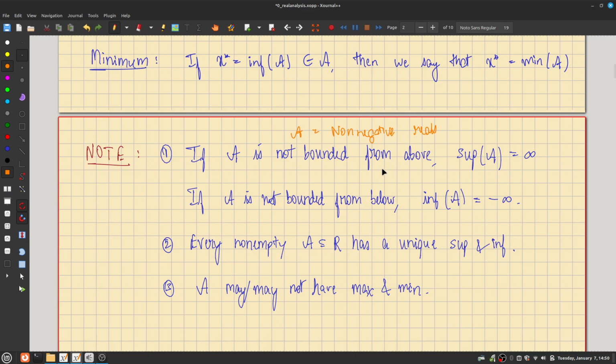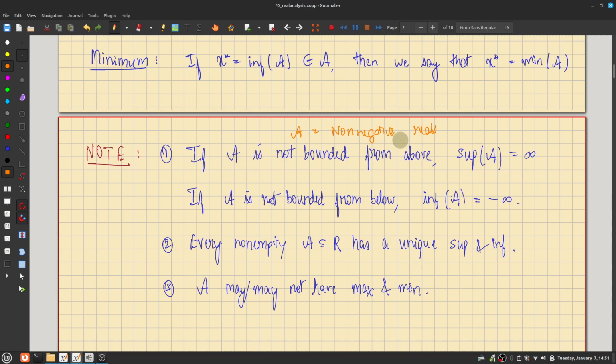Is there an upper bound for A? Does this set have an upper bound? No, right? Because no matter which real number you give, there always exists a larger real number which lies within this particular set. So we say that the supremum of A is infinity. Infinity is not a real number. Infinity is just a symbol that we will use, which denotes that infinity is an upper bound, although it's not really a real number.